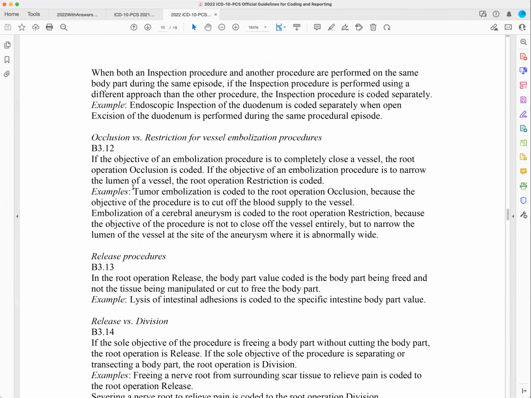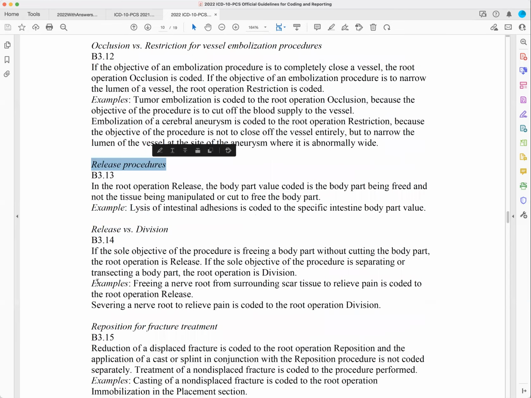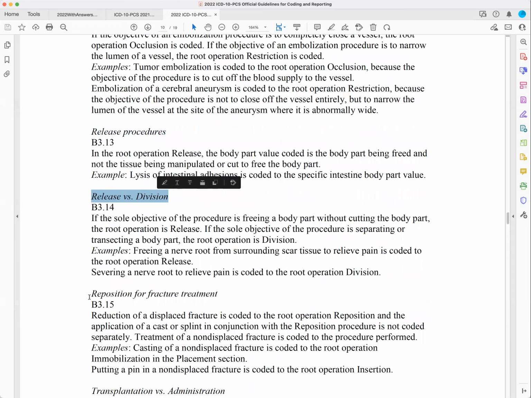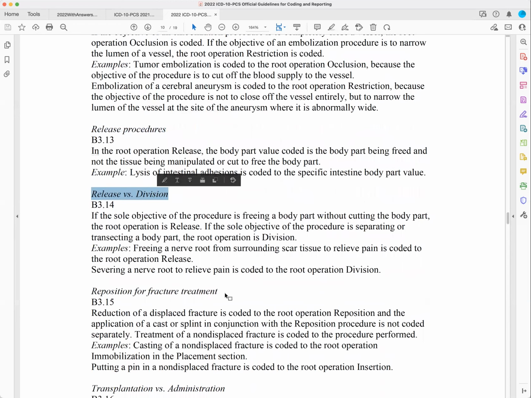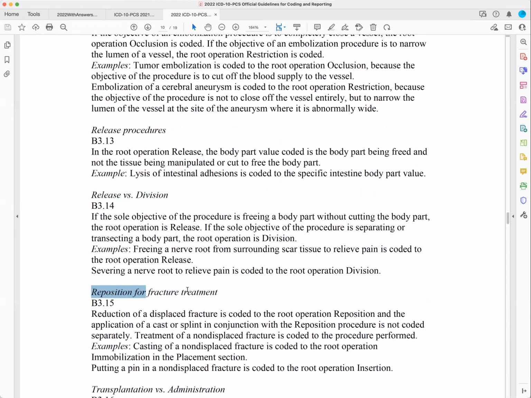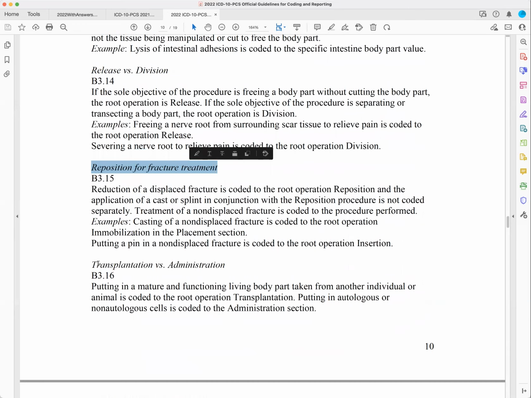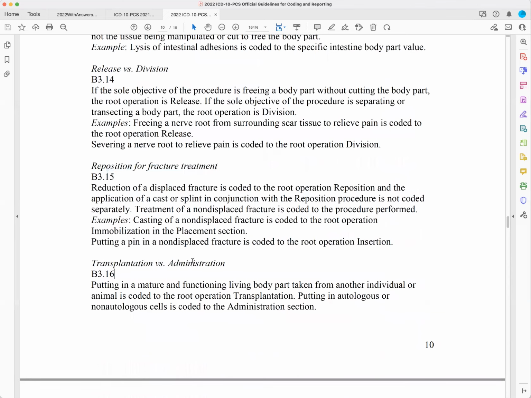All right, so from here, I'm just going to kind of highlight so that you know what these guidelines include. So we have a guideline for occlusion versus restriction. We have a guideline for release procedures. We have one for release versus division. Reposition for fracture treatment is our next guideline. Then we have transplantation versus administration.